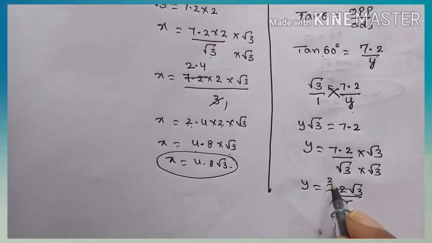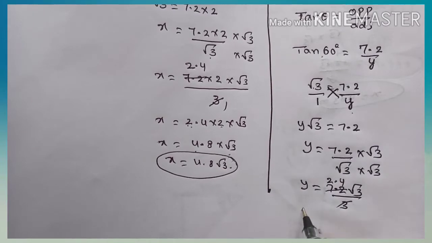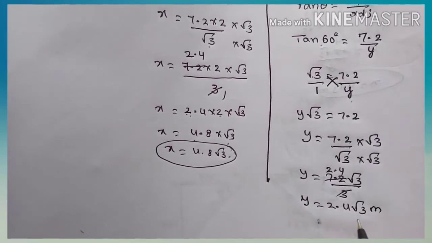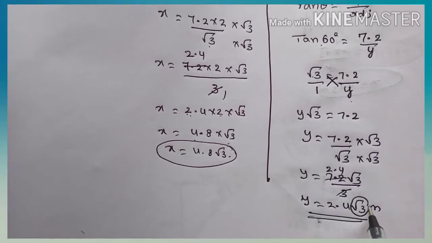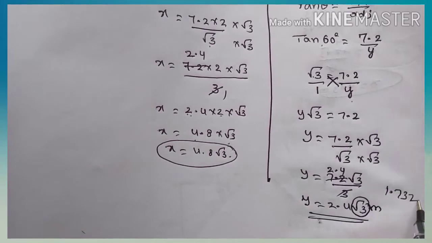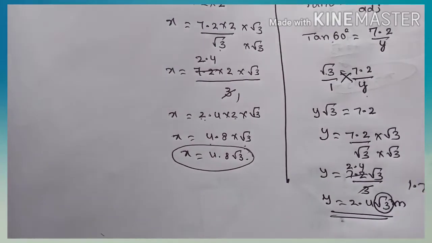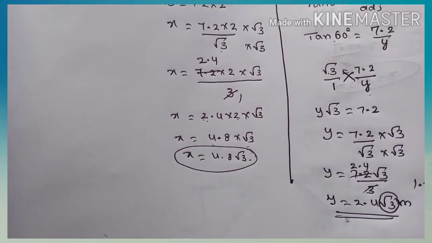3 table: 3 2s are 6, 3 4s are 12. So the value of y is equal to 2.4 root 3 meters. If you want, substitute the root 3 value 1.732, you will get the exact value, right? Okay, fine. Let's go for the next problem.